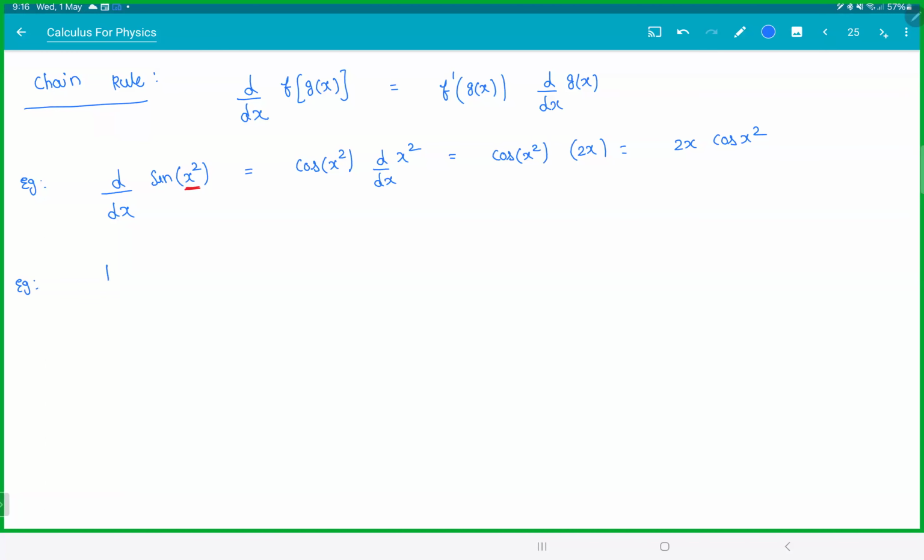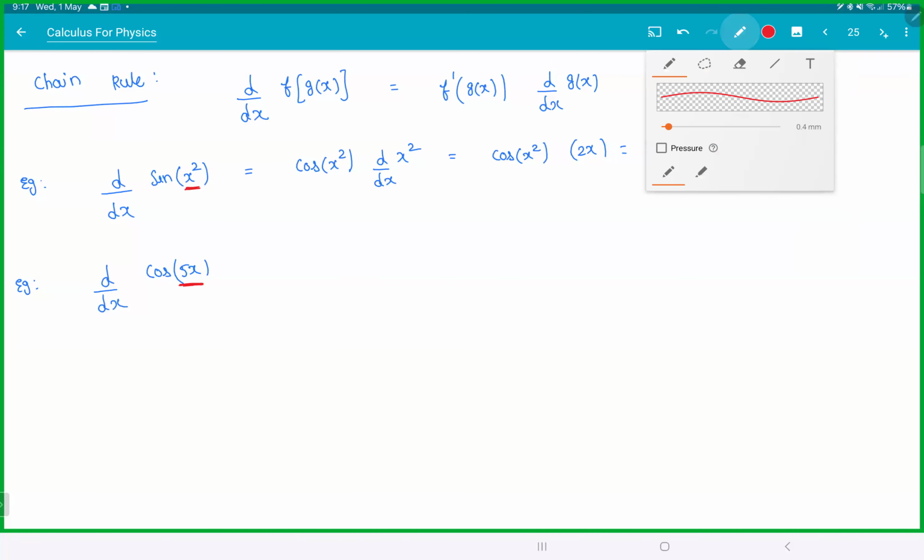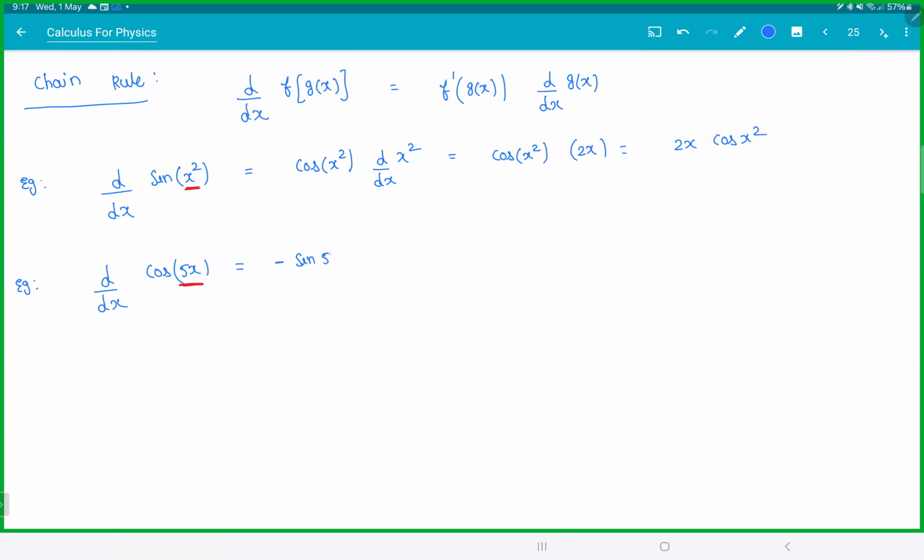One more example, see. If I say dy dx of cos, let's say 5x. Now, normally what is the function? Cos x, but x ka place mein you have 5x. So first thing, what is the first term that you see? Cos. What is cos ka differential? Minus sine 5x. So you just take the whole thing. But inside it is not x, so differentiate whatever is inside. So this is minus sine 5x, and 5x ka differential is 5 dx by dx. Dx by dx is 1. So minus 5 sine 5x.